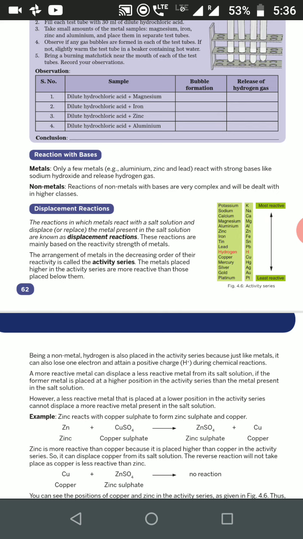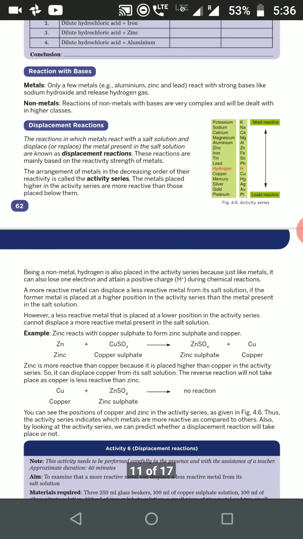Okay, now see the example: zinc plus copper sulfate. Zinc is a more reactive metal. In copper sulfate, copper is a less reactive metal. The more reactive metal will displace the less reactive metal to form zinc sulfate and copper.